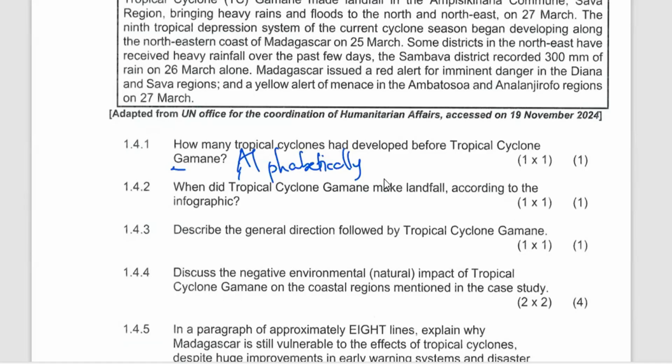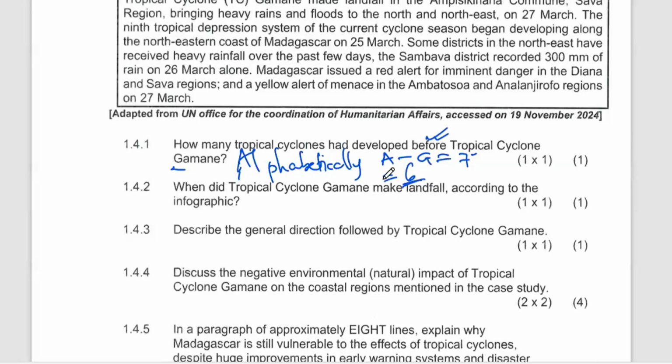So if we check on our alphabet, we are saying for us to get from A to G, how many letters are there? G, as we note here, is letter number 7 of the alphabet. So from A to G, there are 7. We want the number of tropical cyclones which have occurred before. That's the question. So before, if this is the 7th, it means we have had 6 of them.